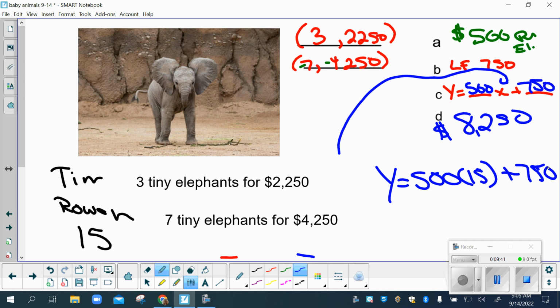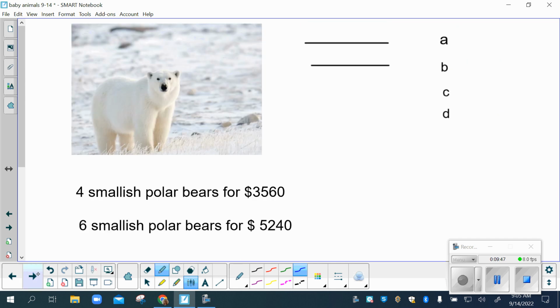Is that okay? Okay, you guys ready to try one? Here we go. Next one, let's see who's getting animals on this next one. Someone's getting a pack of polar bears. So let's say that Bryn is getting 4 smaller polar bears, and she's spending this much. And Cole wants more. He wants more, and he wants a bunch of them.